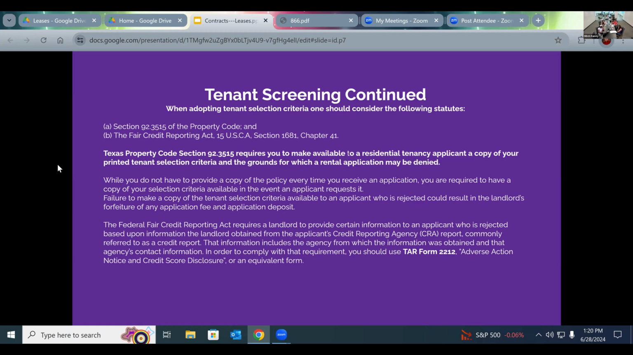They have a new number for that form, it's TXR instead of TAR. Oh, I did still have TAR, that's the old one. And actually now they changed it to TR. It's Texas Association of Realtors. But it's still the same number, 2212.